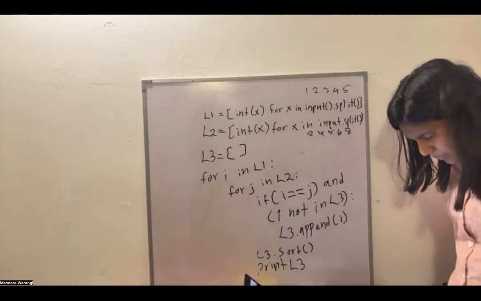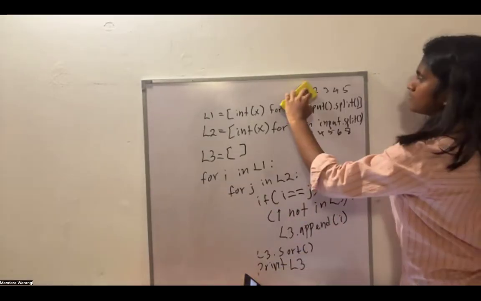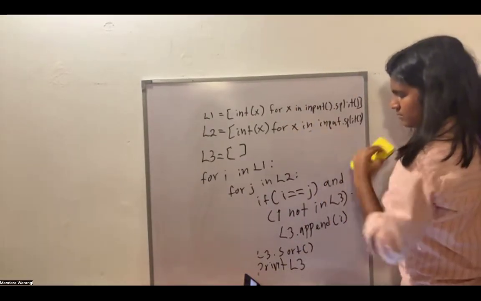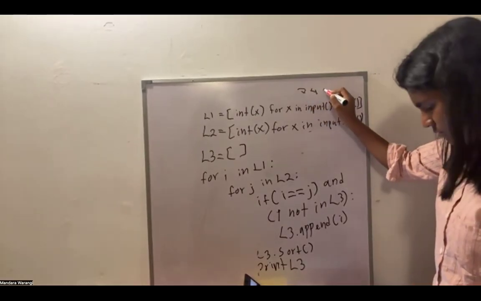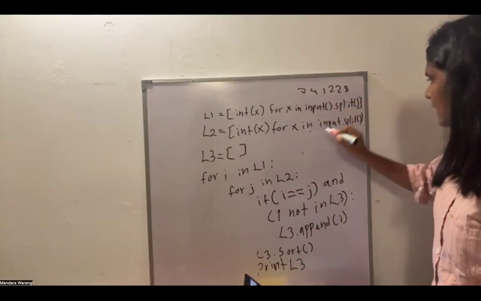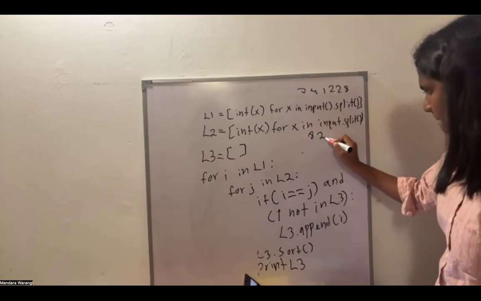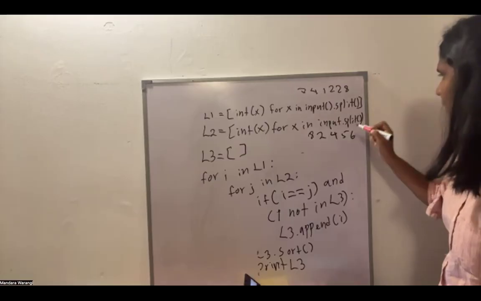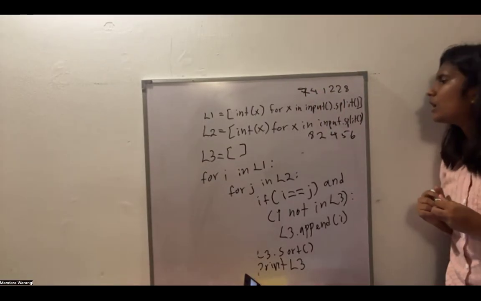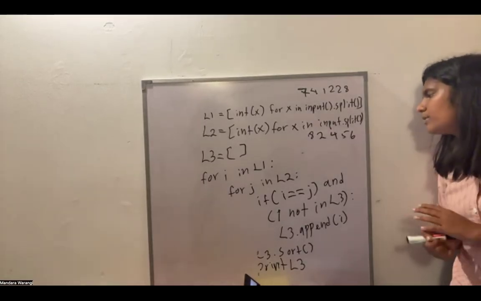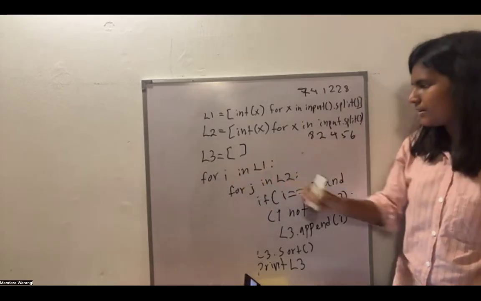Write the output of the program if the first input is 7, 4, 1, 2, 2, 8, and the second is 8, 2, 4, 5, 6. L1 is 7, 4, 1, 2, 2, 8. L2 is 8, 2, 4, 5, 6. Okay, so first 7 comes here.